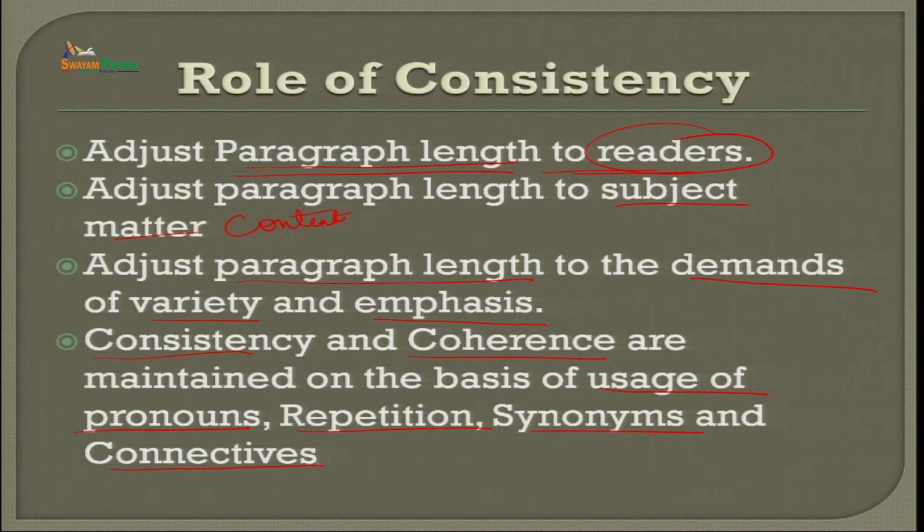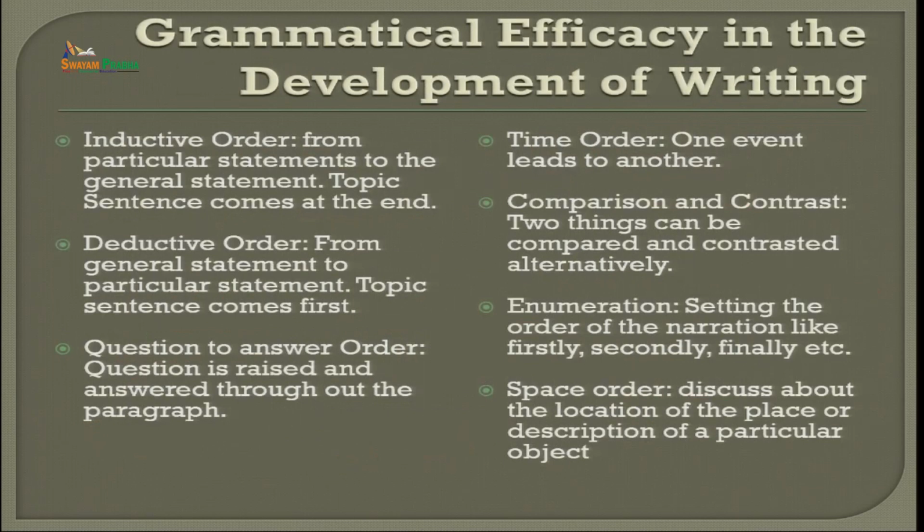Then consistency and coherence are maintained on the basis of the usage of pronouns, repetitions, synonyms and connectives. This we have already done in our previous slides. We have already done the connectives. We learnt about sentence linkers in that. I hope you remember. Then we did how synonyms are used, then repetition of words. So, all these things are very important to bring about consistency and coherence in a sentence.